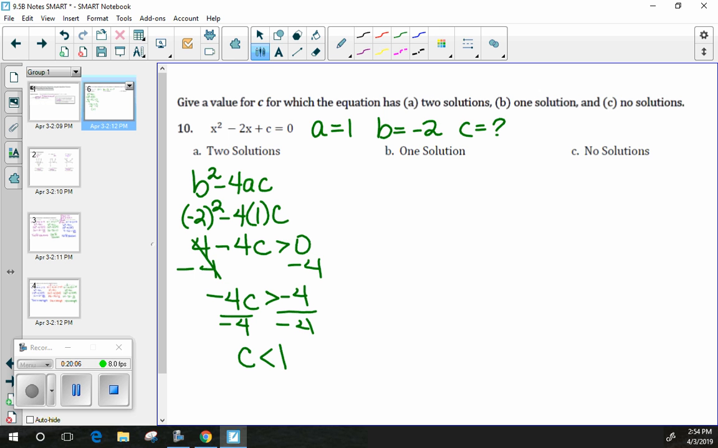But here's the heart of this. Any C value that was less than 1. Any C value. I could have picked a half, right? If I put a half in there, then 4 times a half is what? 2, and 4 minus 2 would be 2, and we would be good. Anything less than 1 here would work. So if you picked anything that's less than 1, you're fine. It could be a half, it could be the 0, it could be a negative. Absolutely. Yeah.